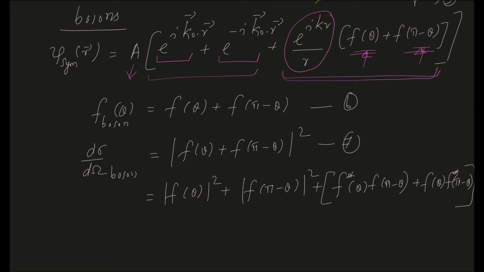Now this last term within the bracket represents an interference term, and the star indicates the complex conjugate. In the first case, the complex conjugate of f of theta, and in the second case, the complex conjugate of f of pi minus theta. So this differs from the classical equation, because in the classical equation what we have seen is only up to this. Now in the quantum mechanics case, there is an additional interference term which leads to an enhancement of the differential scattering cross section at some particular angles.